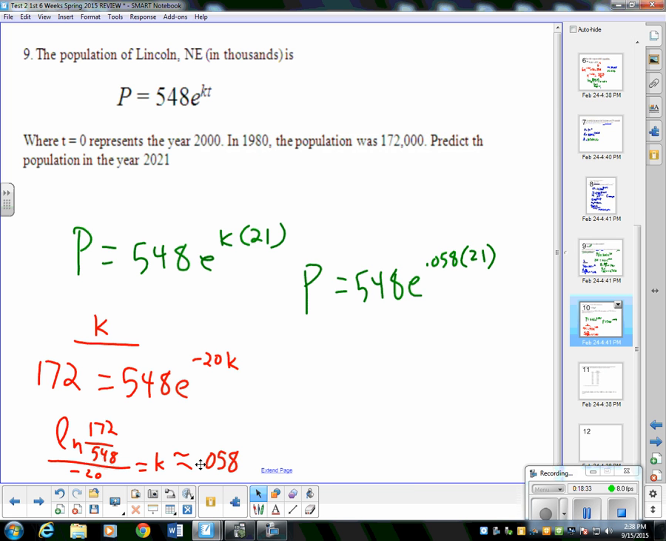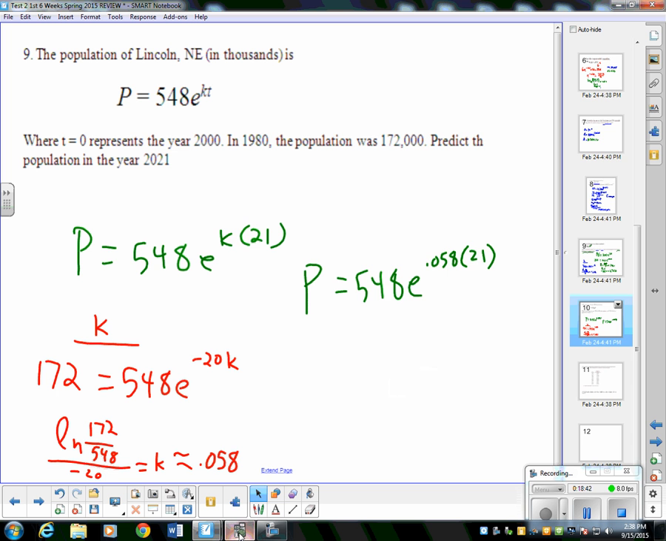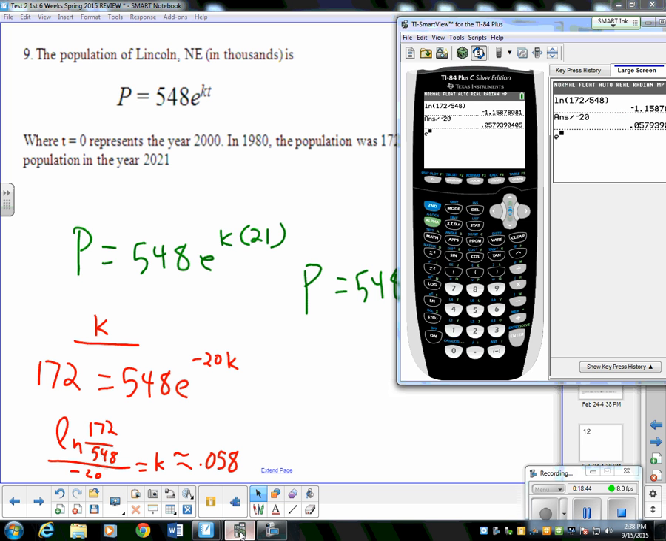I know the calculator is going to cover it up, but let's just go ahead and leave it like that. So I want to do e raised to the 0.058 times 21. That gives me 3.38, etc. Then I'm going to multiply it by 548. All right, so I get my P is 1852.470.